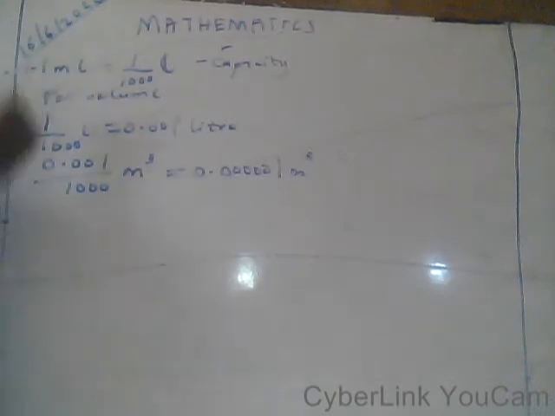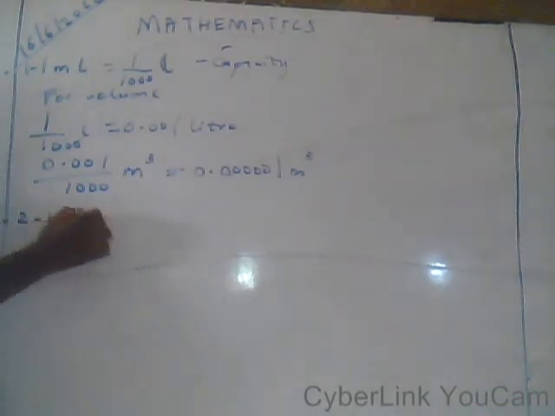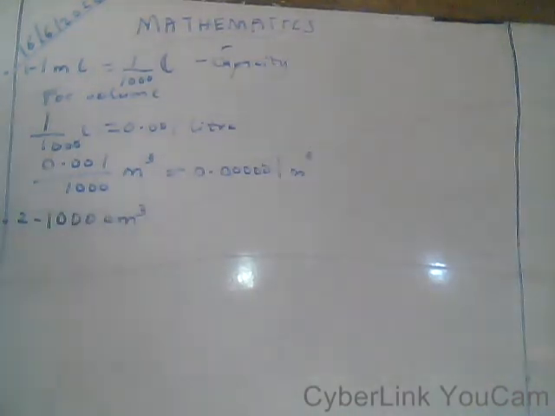Now let's look at question 2. This is your question 1 and this is our question 2. Question 2 says we should convert 1000 centimeter cube to meter cube and liter. The first one, let's first of all convert it to meter cube.